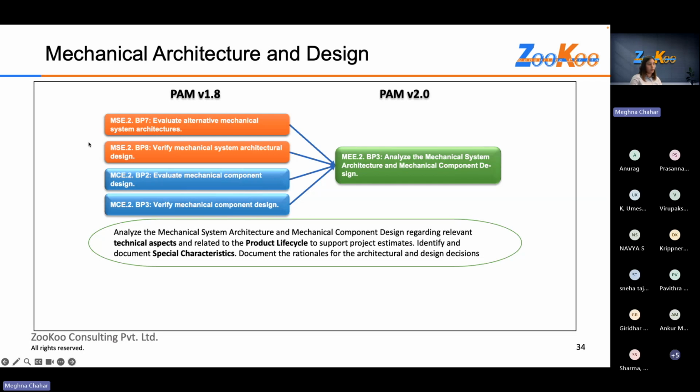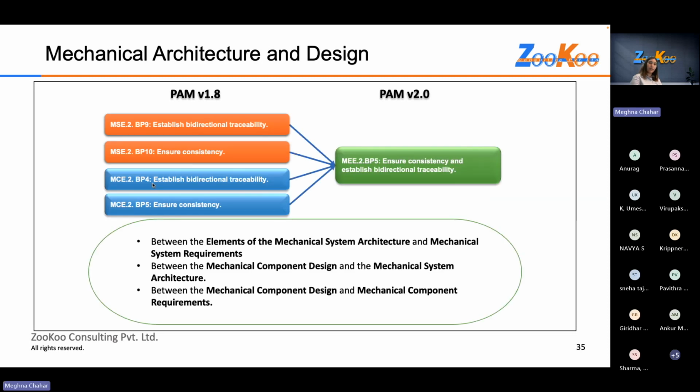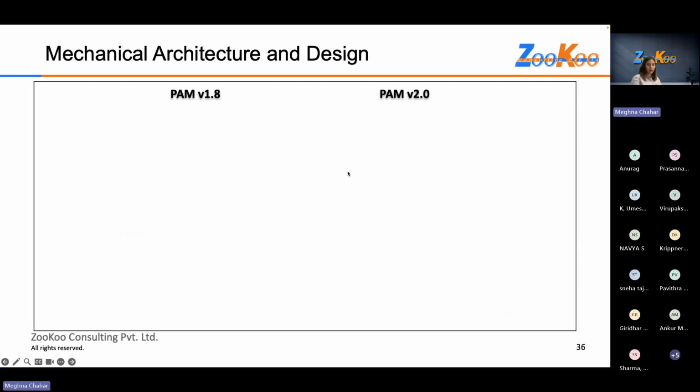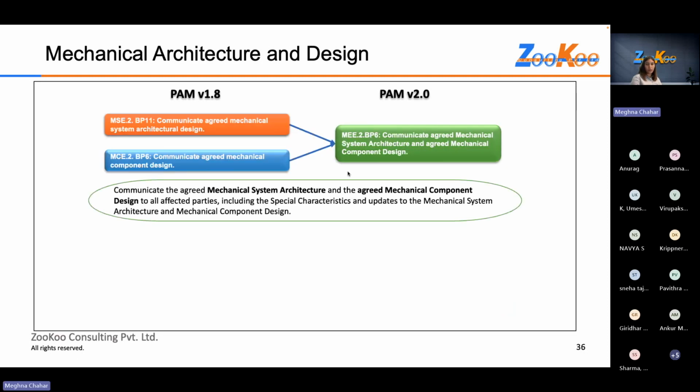So what we were doing against these four is against one now. Here, same concept, traceability and consistency have been combined. First change, second change, two processes, two BPs combined together. So in total, 4:1. Communicate, here also there is no change, just the combining of these two. We still need to communicate static system architecture related information and mechanical component design to all the affected parties.